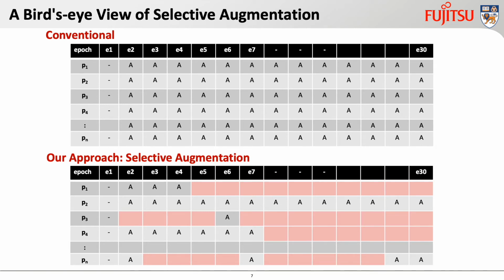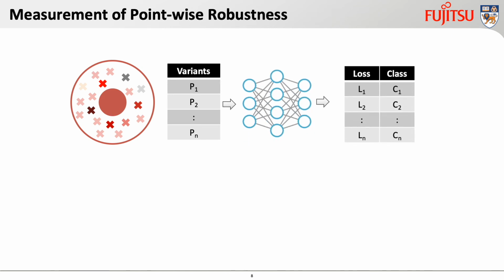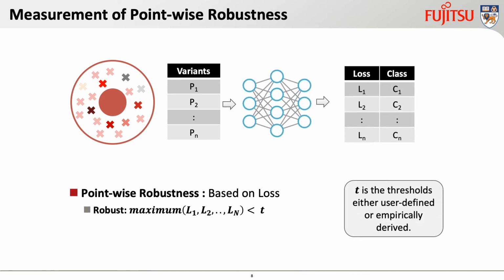As I just mentioned, the conventional method augments each data point, which is not efficient. We save a significant amount of training time by skipping some data points, presented as red cells. Our main idea is that we can skip augmenting some data points that are already pointwise robust. We define the pointwise robustness based on loss. For a given data point x, we first generate its perturbations and the corresponding losses. If the maximized loss is less than a threshold, we regard x as a pointwise robust point, which will be skipped in the selective augmentation.